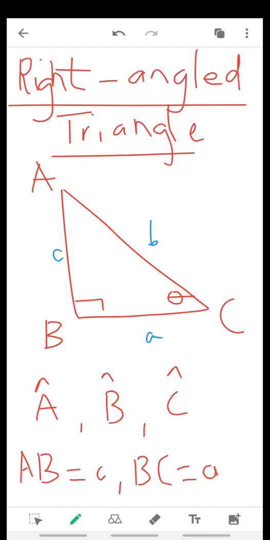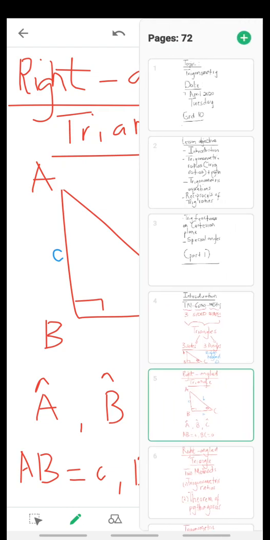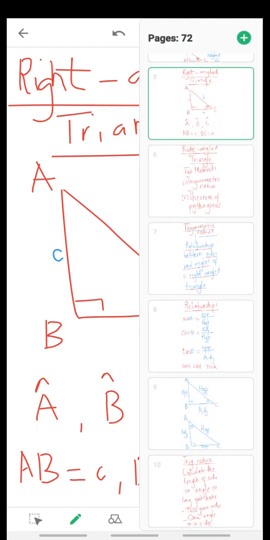So I think I've already explained that side AB will be equal to little c, and side BC will be equal to little a, and side AC will be equal to little b. Okay, so BC equals little a, and AC equals little b. That is just very easy. You just need to know that and practice more and more.